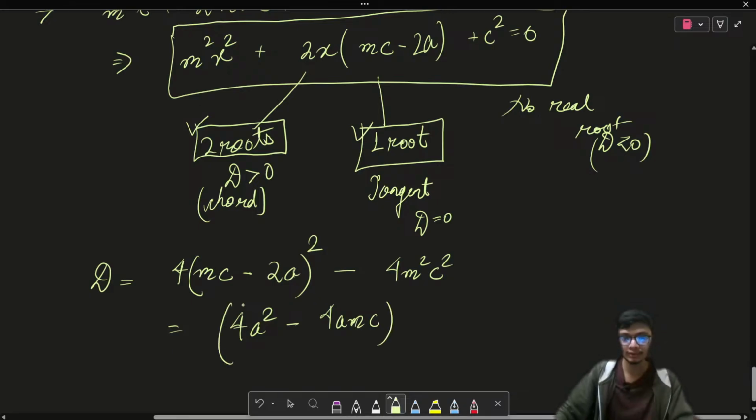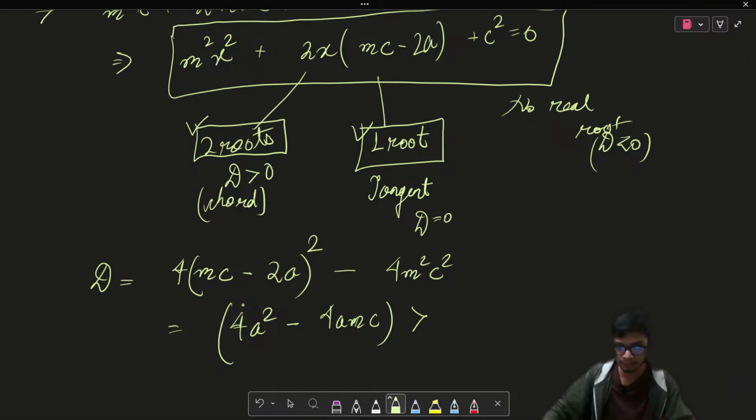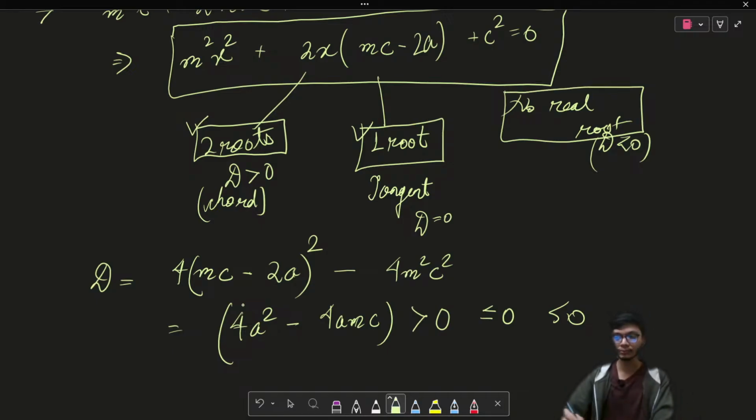So this is the value that is going to determine what is the nature of the line in the parabolic intersection. So depending upon whether it is greater than 0, equal to 0 or less than 0, I can determine these 3 different cases. I hope this is clear to all of you.